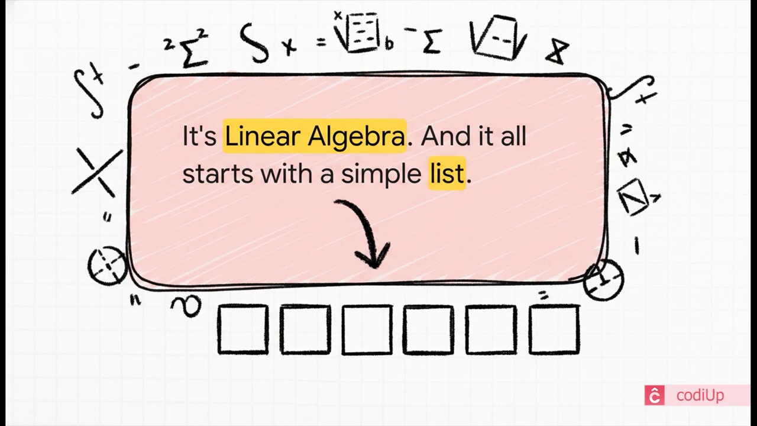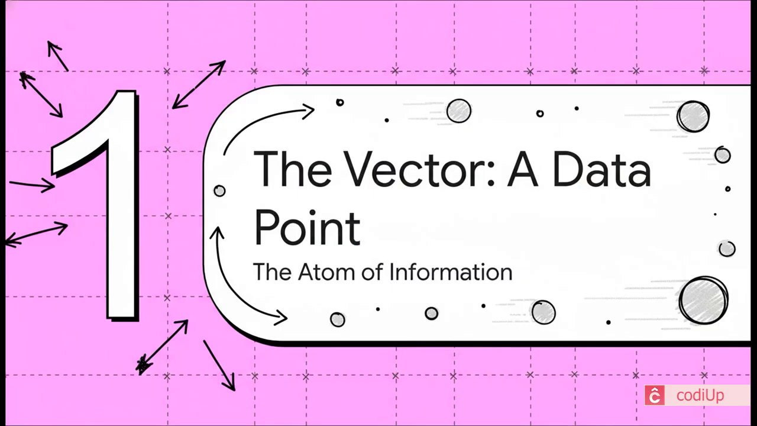Now, don't let the name scare you off. This isn't going to be some dry math lecture, I promise. It's actually a super elegant, kind of beautiful way to organize information. And the best part? It all starts with something you use every day, a simple list. So, let's start with that first, most basic building block. We're going to call it the vector. And a great way to think about it is as the fundamental atom of all information.